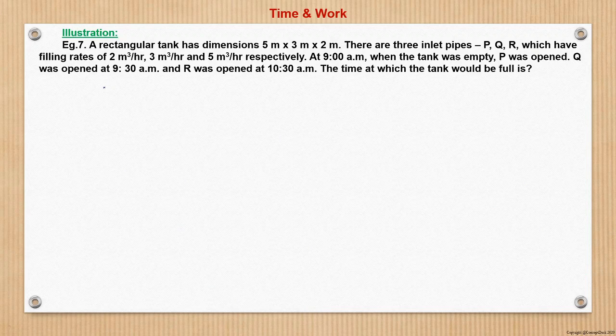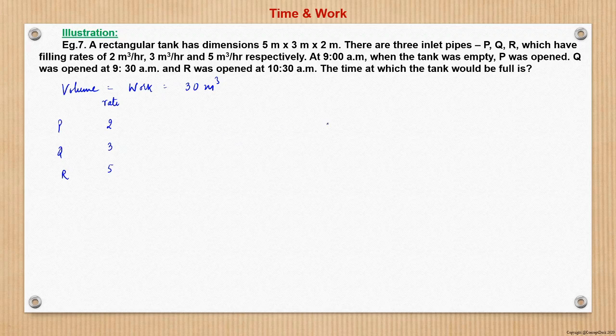Now let us move to next question. A rectangular tank has a dimension of 5 into 3 into 2 meter. So from here we can say volume, which is the work, right, is 30 meter cube. 3 inlet pipes P, Q, R which have filling rate of 2. So it is given that P, Q, R, their filling rate or efficiency is 2, 3 and 5.